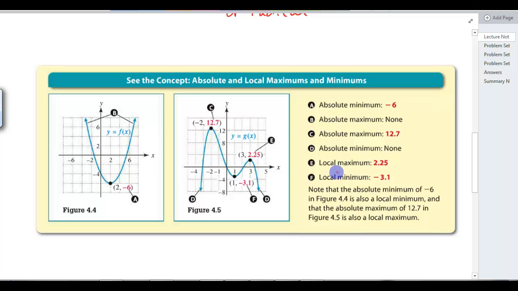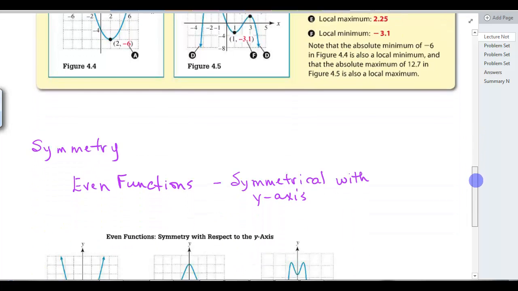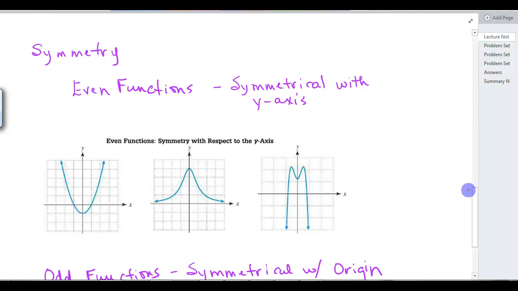A local max, that means right here is somewhere in this graph where it's a high point. It changes from increase to decrease. So there's your local max, 2.25. A local min would be right here. Okay, so those are some terms that we'll be looking at. We're also going to look at symmetry. And we'll talk about even and odd functions.